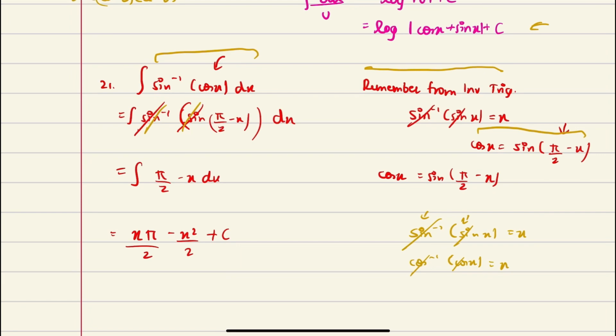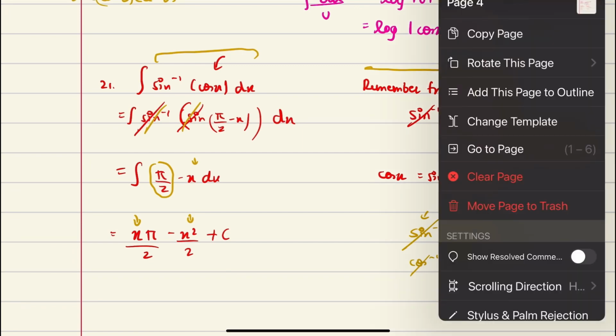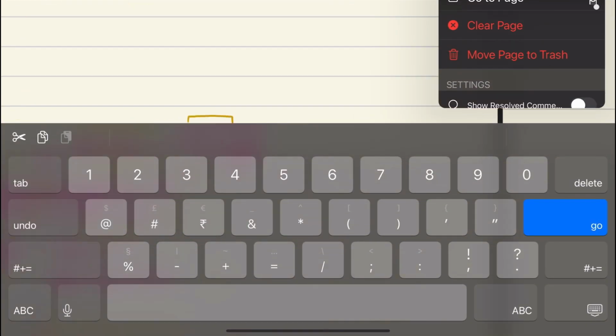Then we can integrate because pi by 2 is a constant. That's just going to give an x term. And since x is there, we're going to use the power rule. And that is the answer. All right. Moving on to the next question.